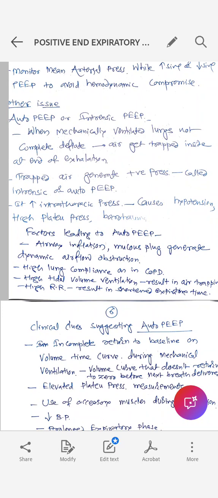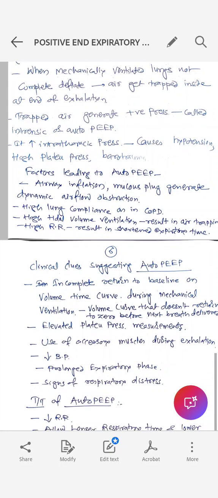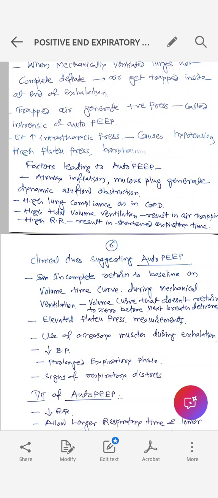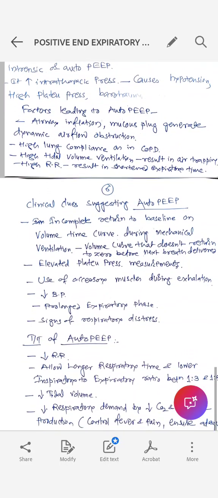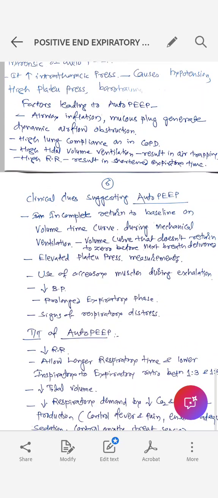What are other issues? Auto-PEEP. Auto-PEEP is also called intrinsic PEEP. When the mechanically ventilated lung does not completely deflate, air gets trapped inside at the end of exhalation. This trapped air generates positive pressure, and it is called intrinsic or auto-PEEP. The increase in intrathoracic pressure causes hypotension, high plateau pressure, and barotrauma.